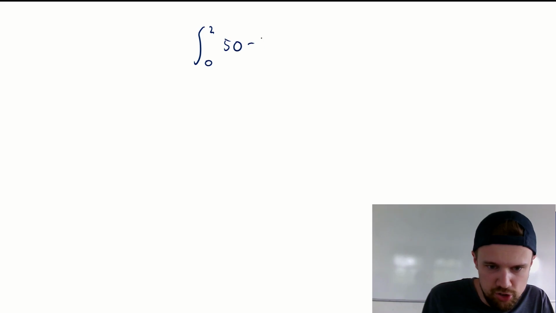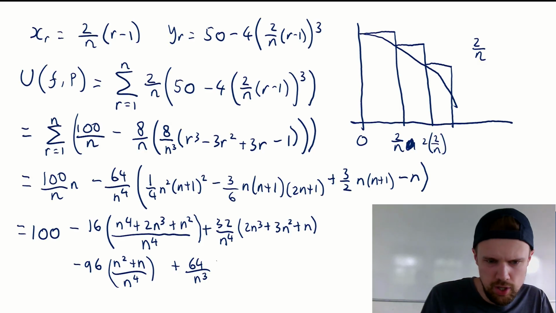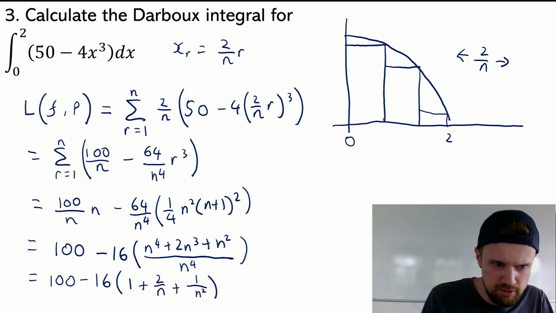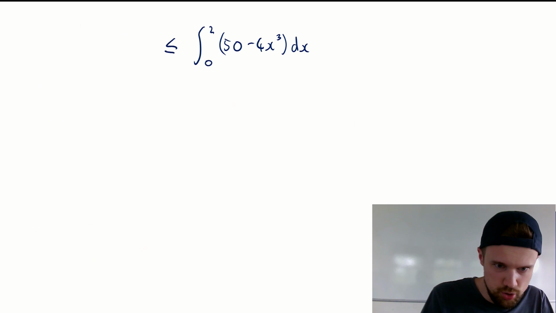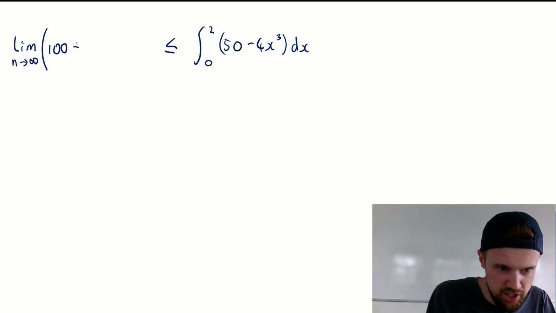So therefore, we know the integral from 0 to 2 of 50 minus 4x cubed dx is going to be greater than or equal to that lower Darboux sum we had earlier, which is the limit as n tends towards infinity of, as we said, 100 minus 16 lots of, what was that?